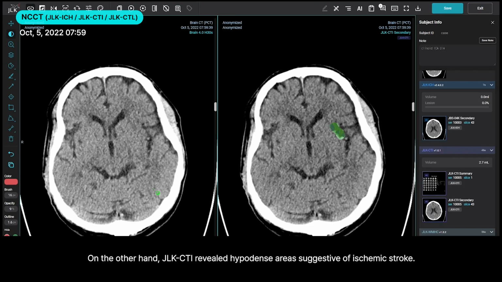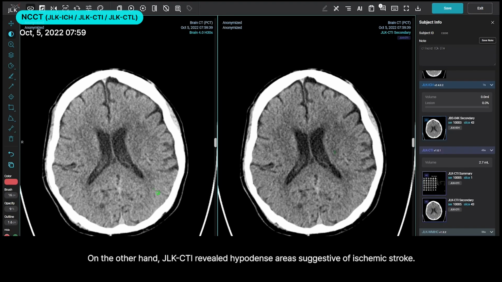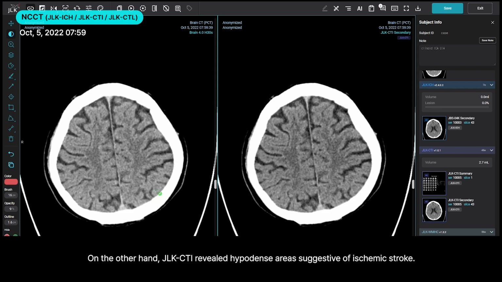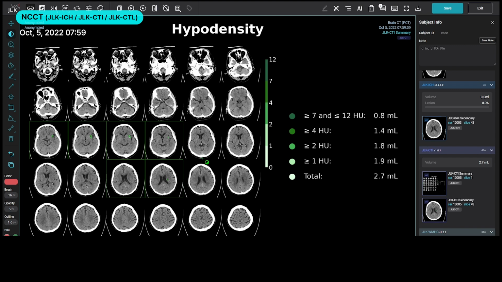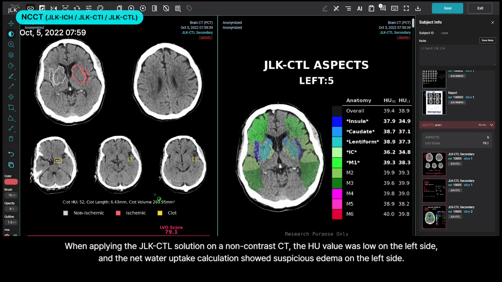On the other hand, JLK-CTI revealed hypodense areas suggestive of ischemic stroke. JLK-CTI offers a summarized view of NCCT images, featuring an overlay that highlights hypodense areas and uses a heat map to indicate variations in hypodensity. When applying the JLK-CTI solution on a non-contrast CT, the HU value was low on the left side, and the net water uptake calculation showed suspicious edema on the left side.